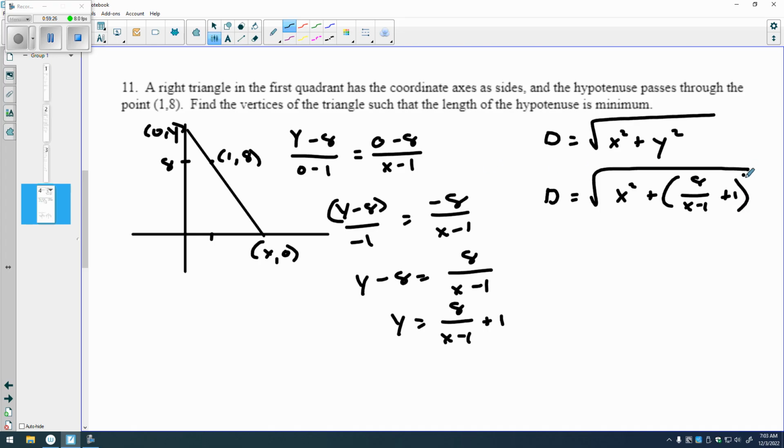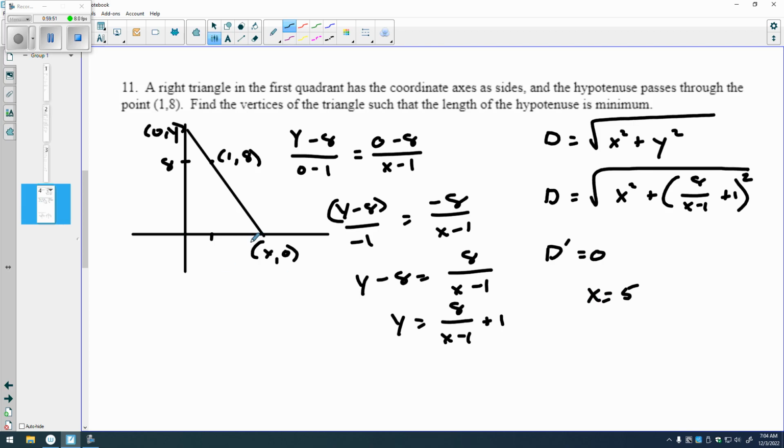I would grab a calculator at this point. Take the derivative. Set that derivative equals 0 and solve. And when I did that, I got x equals 5. So this value is 5.